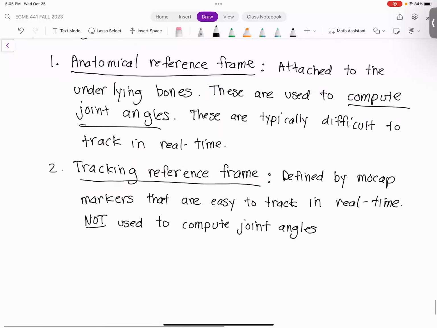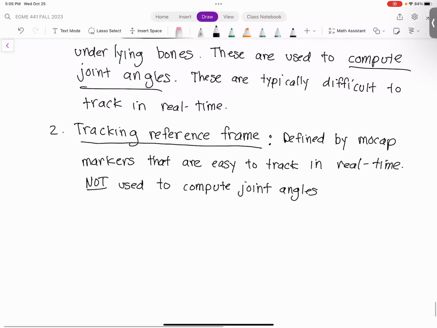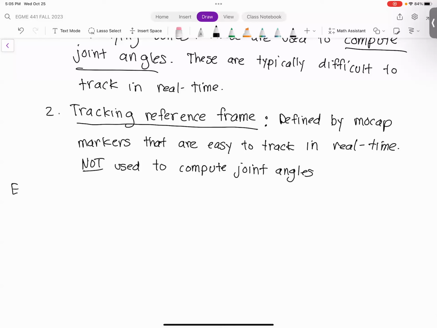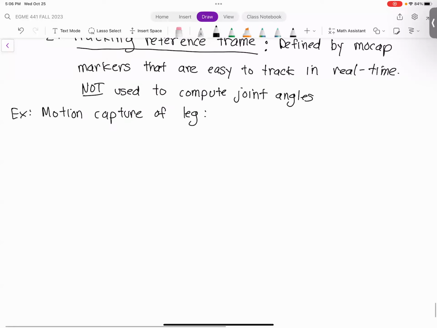Okay. So let me draw an example for you of what these look like, just because, from the descriptions, it's a little bit hard to visualize. Let me show you what it would look like if we were to do mocap on the leg. Okay. All right, and so I'm going to draw where the trackers would typically be for the anatomical reference frame. Okay. And the tracking reference frame.